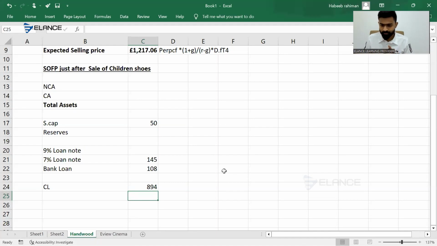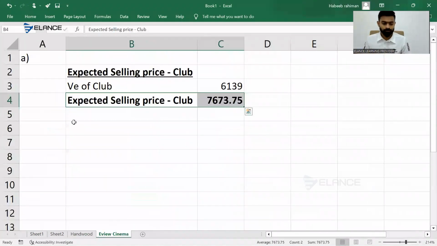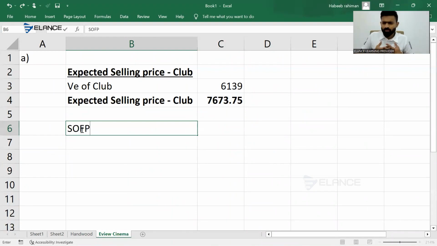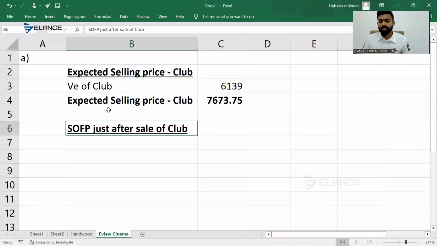Have you done? Yes, sir. Quickly. Now, do the same thing. Do the easiest formatting and identify whichever item doesn't have any change and fill it, for which question? We are doing two questions together, right? Try the same for EView Cinemas. Try yourselves. I want to make you confident that you can easily do this. SOFP just after the sale of the club. I'll wait. Try yourselves, and after doing that, let me know in the comments when done.